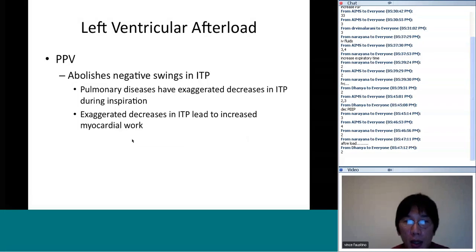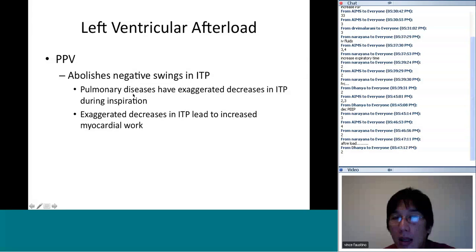So as I mentioned, positive pressure ventilation actually abolishes the negative swings in your intrathoracic pressure. These negative swings are much more exaggerated in patients with pulmonary diseases. And that exaggerated decrease in your intrathoracic pressure is actually very bad for your heart. It just increases your myocardial work.